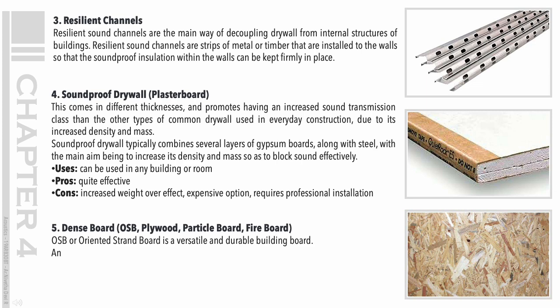4. Soundproof drywall. This comes in different thicknesses, and promotes having an increased sound transmission class than the other types of common drywall used in everyday construction, due to its increased density and mass. Soundproof drywall typically combines several layers of gypsum boards, along with steel, with the main aim being to increase its density and mass so as to block sound effectively.